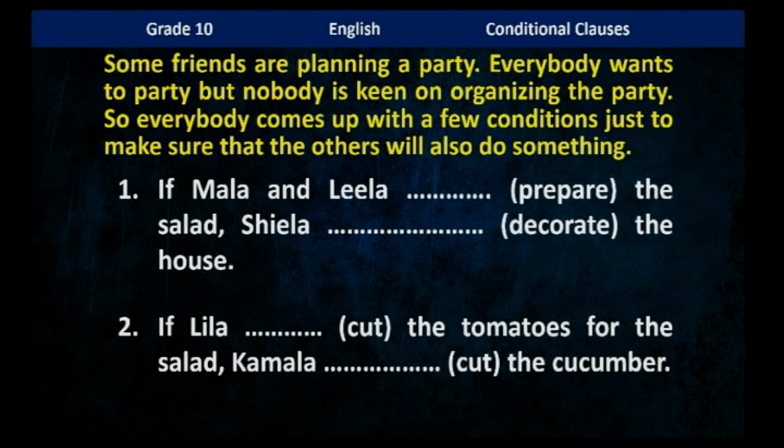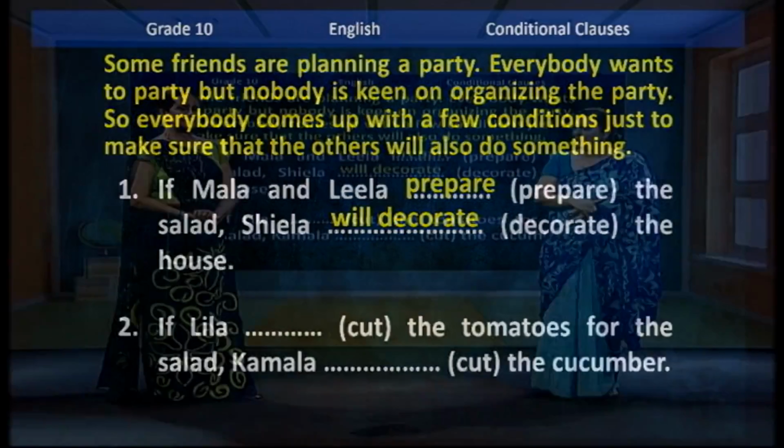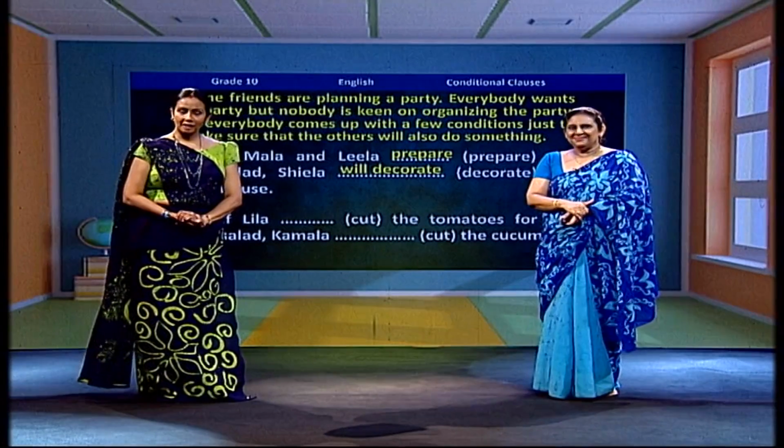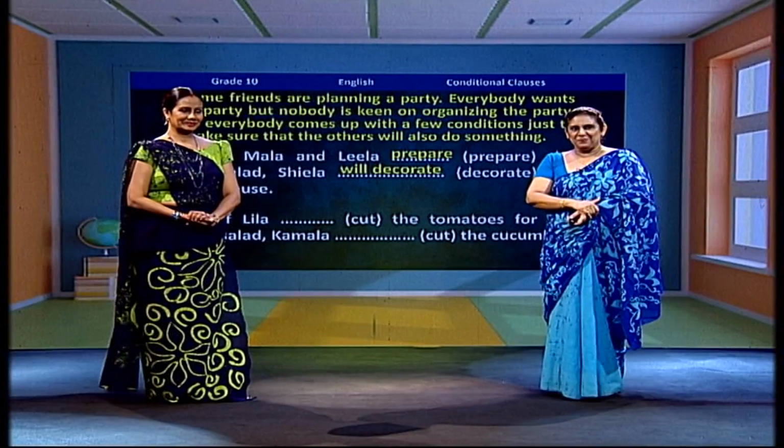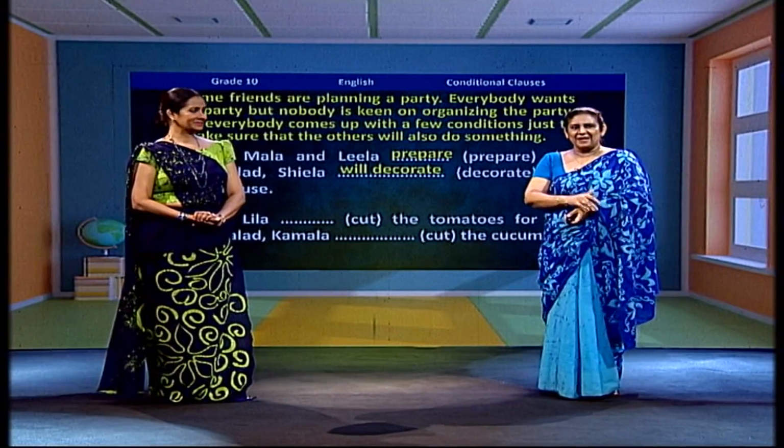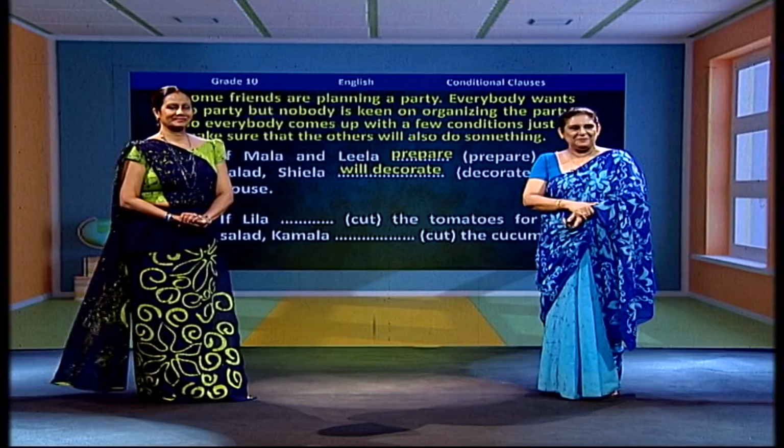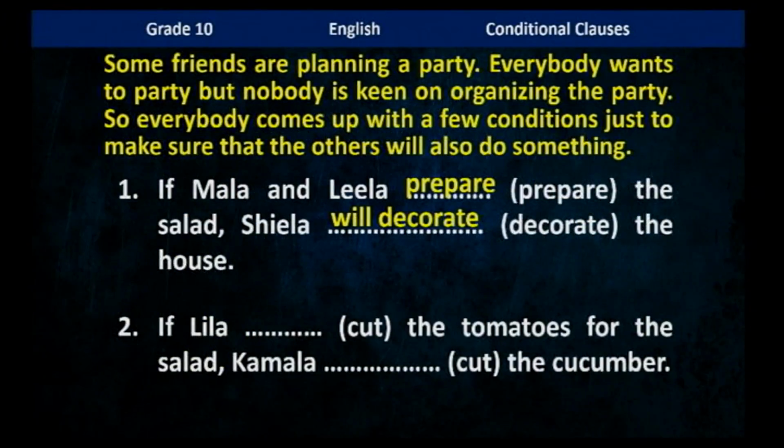If Mala and Leela prepare the salad, Sheila will decorate the house. If Mala and Leela prepare, that is the condition. If they do this, Sheila will decorate the house. So, is it possible to happen? Yes, why not? If these two friends prepare the salad, Sheila can decorate the house. That is simple.